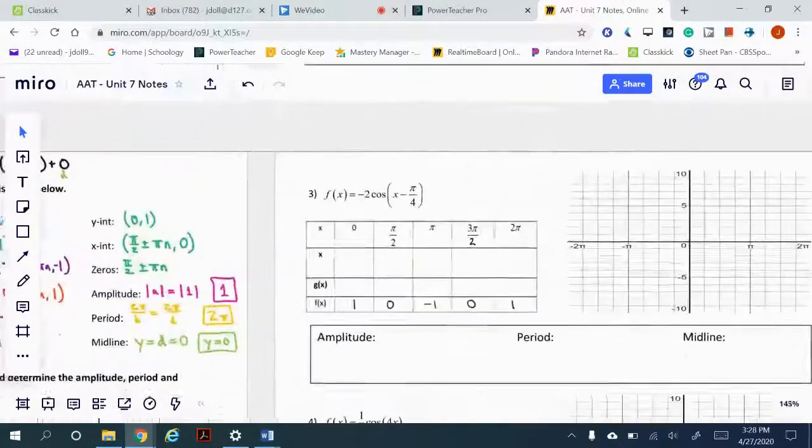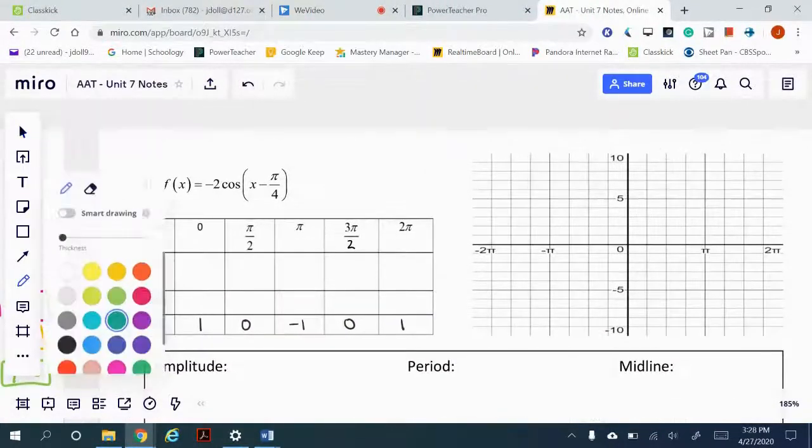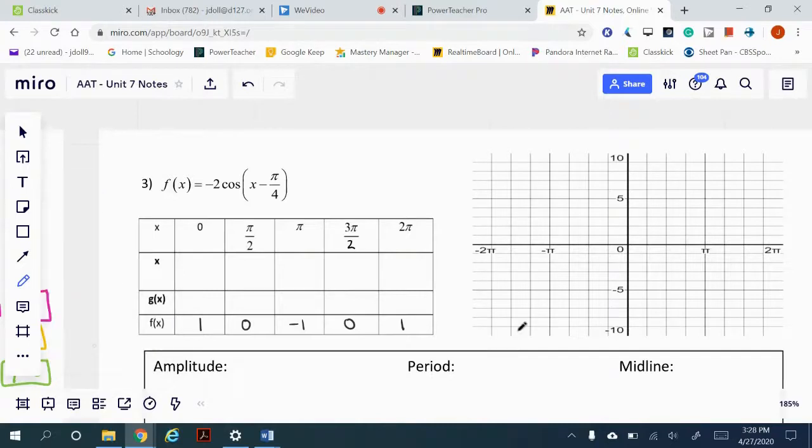So let's actually start on 3 here. Let's do one we didn't do before. Okay, so in this case, A is -2, B is 1, that hasn't changed. C is positive pi over 4, and D is 0.